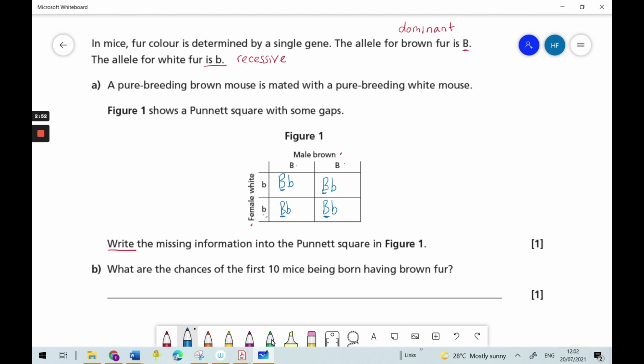So the chances of the first 10 mice having brown fur would actually be 100%. And it's not possible for any of them to have white fur because the male mouse has the genotype big B, so all the offspring would inherit the dominant allele for brown fur. So we just need to write in there 100%. So it's a 100% chance of inheriting brown fur.